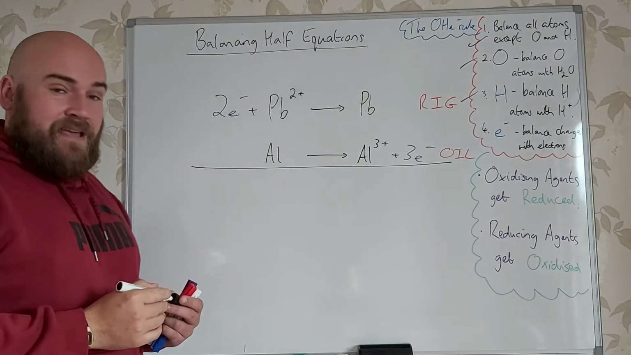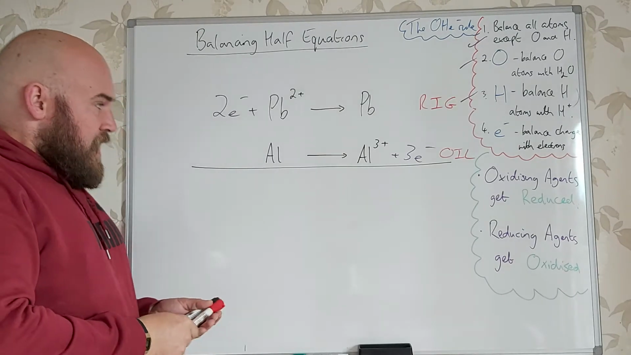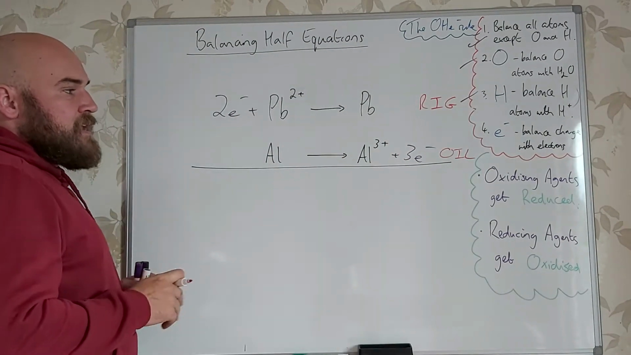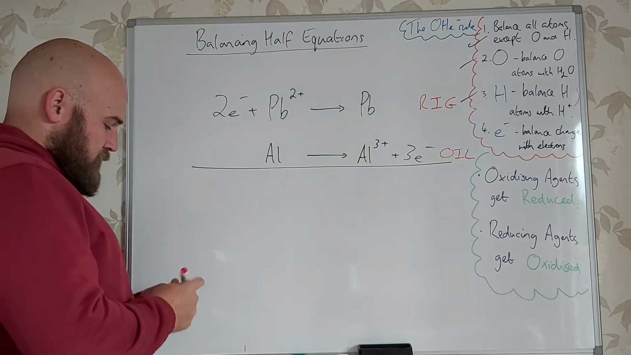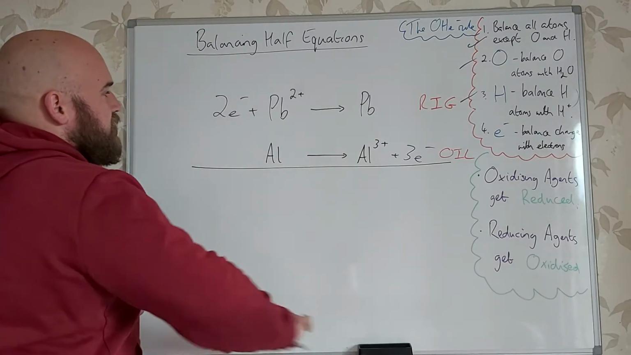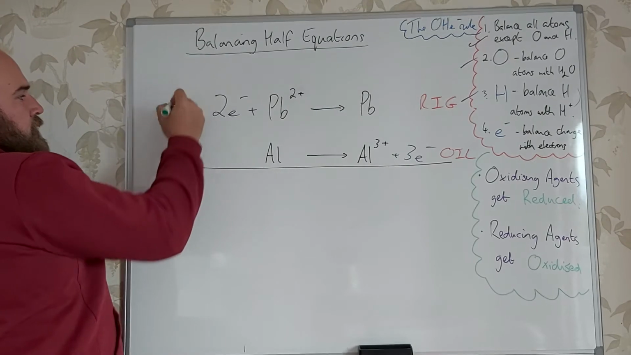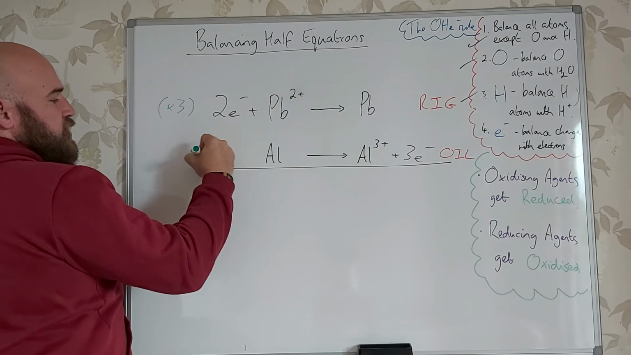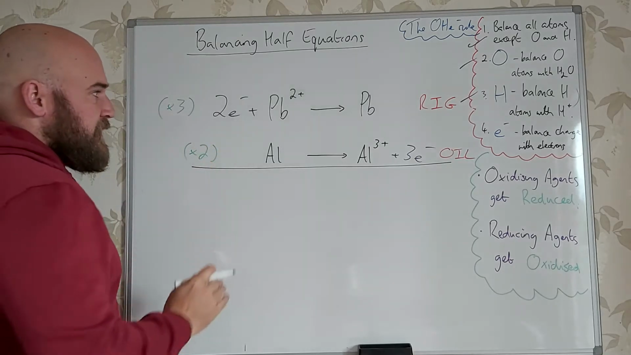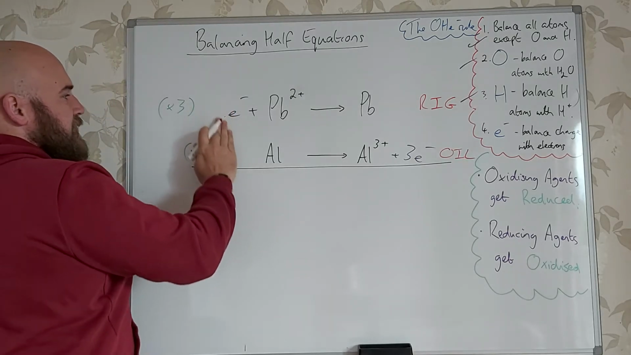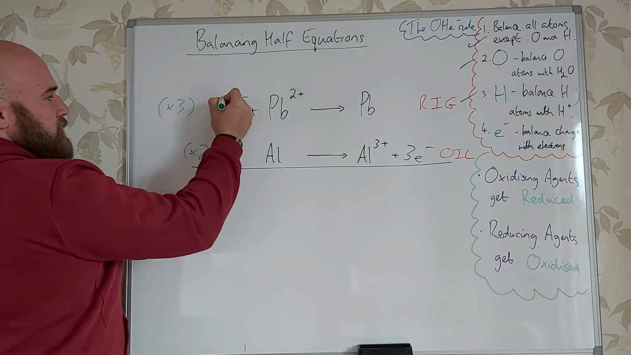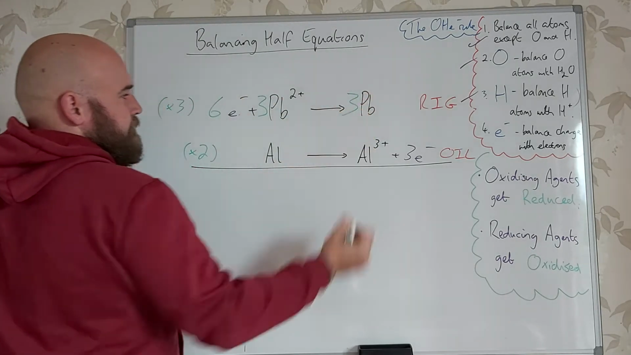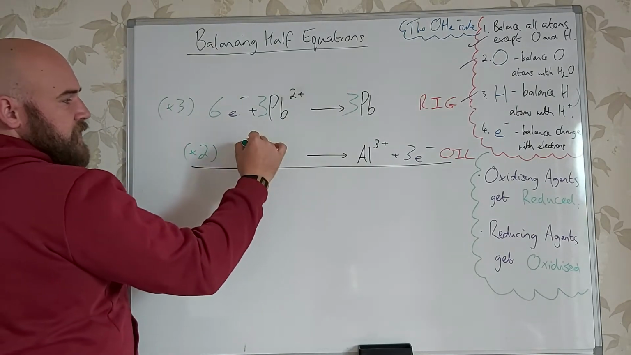So you have to make them balanced. All right, so obviously 2 doesn't go into 3 very easily, so you're going to have to find a common multiple. So I'm going to times the top equation by 3, and I'm going to times the bottom equation by 2, because that should hopefully give me 6 electrons. So if I times everything here by 3, that becomes 6, that becomes 3, and that becomes 3. And the bottom one, I'm going to times everything by 2.